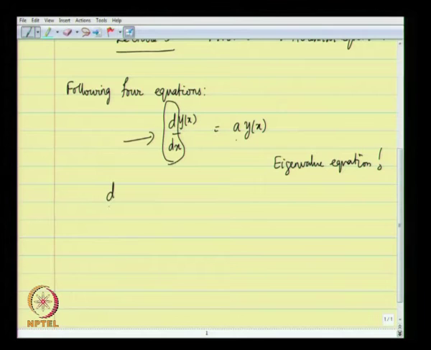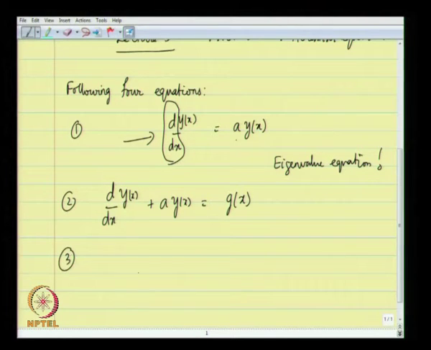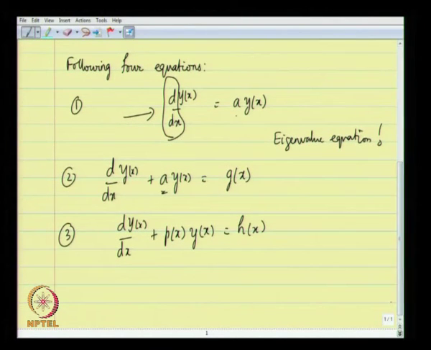The next one is d by dx of y of x plus a constant times y of x is equal to another function g of x. That is the second one. The third equation that we will look at is dy of x by dx plus p of x, instead of a constant, now it is a function of x which multiplies y of x, is equal to a different function. There is the danger of g prime being a derivative, so let us call it h of x, some other function. And the last equation that we shall see is dy by dx is equal to f of x y, homogeneous and first order. That is all we will see.